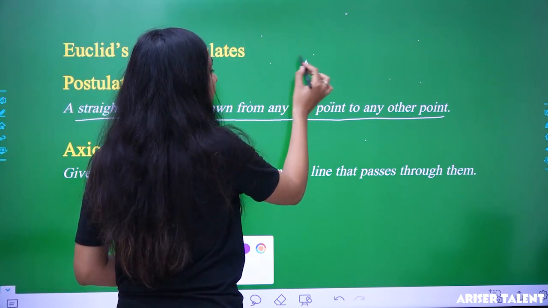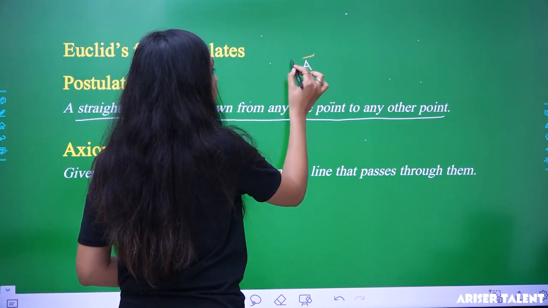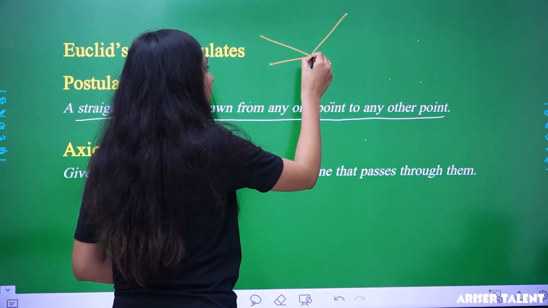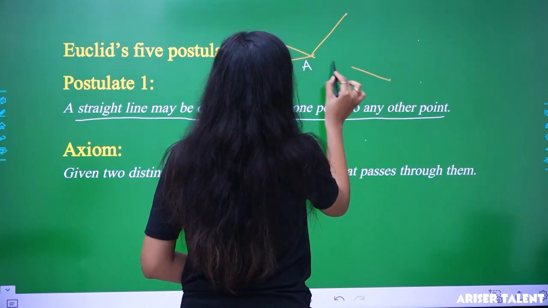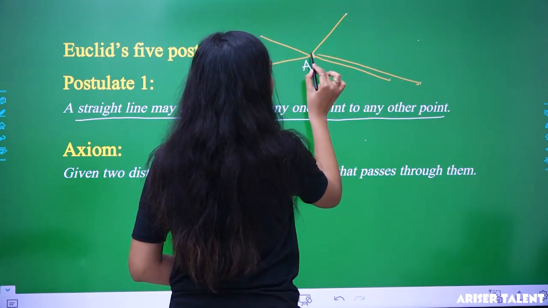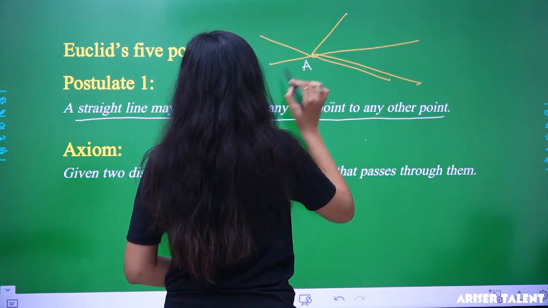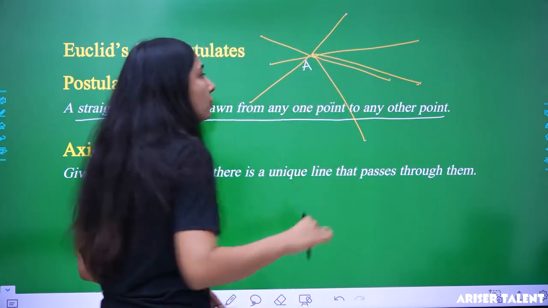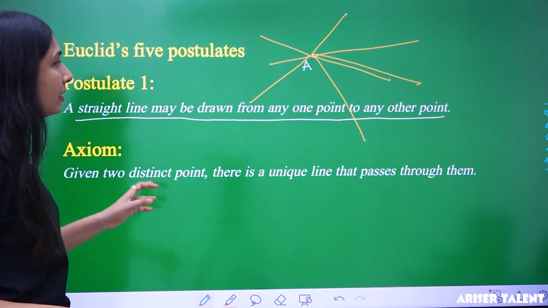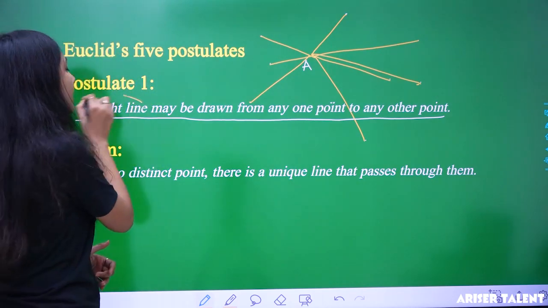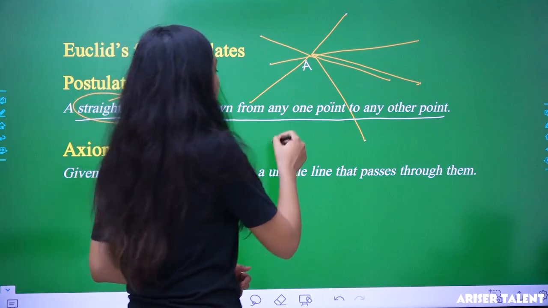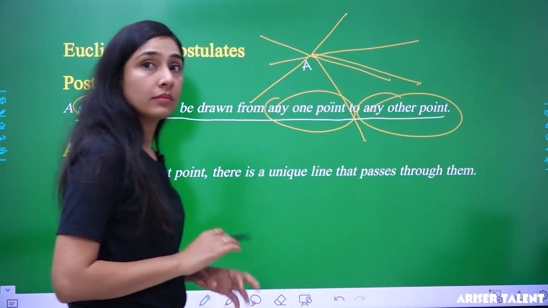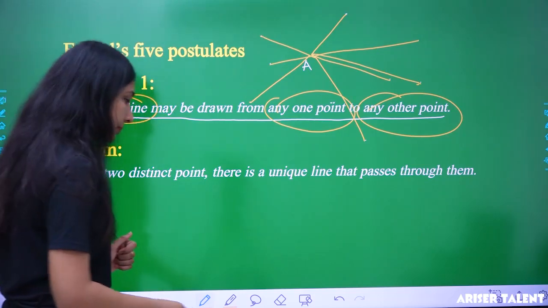If I take this point in reference to this point, I can draw a line. Here I can draw a line. Here I can draw a line. Here too. That means I can draw a straight line from any one point to any other point. Understood? Okay.